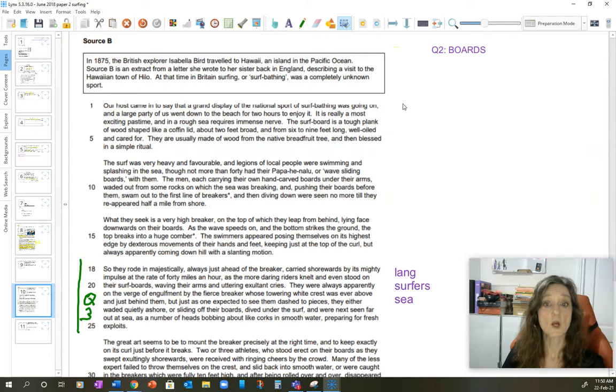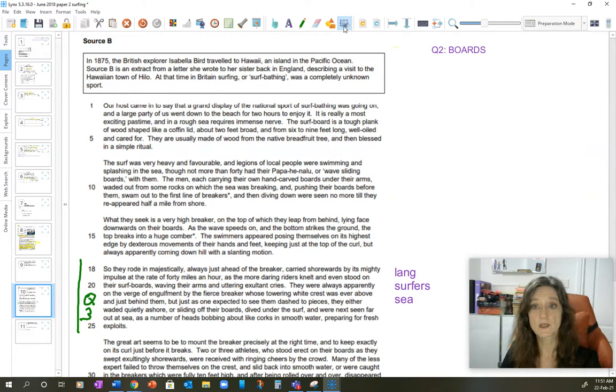Our host came in to say that a grand display of the national sport of surf bathing was going on, and a large party of us went down to the beach for 2 hours to enjoy it. It is really a most exciting pastime, and in a rough sea requires immense nerve. The surfboard is a tough plank of wood shaped like a coffin lid, about 2 feet broad and from 6 to 9 feet long, well oiled and cared for. They are usually made of wood from the native breadfruit tree and then blessed in a simple ritual.